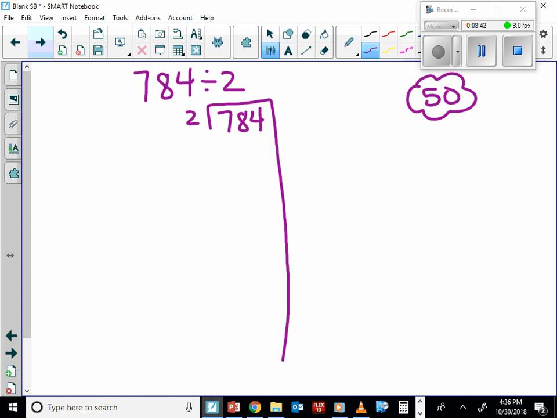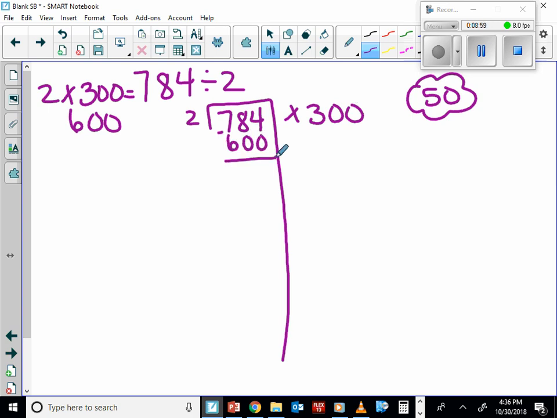Let's see, 2 times, let's go bigger, 2 times 300. Okay, 2 times 3 is 6, add 2 0, that's 600. So times 300, and then our product, our answer is going to go down here, that equals 600. 4 minus 0 is 4, 8 minus 0 is 8, 7 minus 6 is 1. Okay, I'm at 184. I can see a 180 inside of that, so I can do 2 times 90 to get 180.